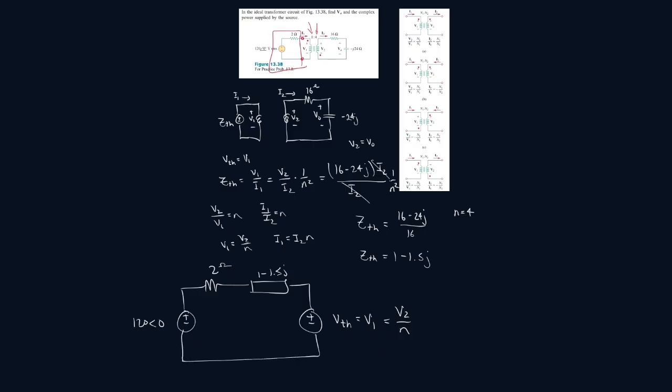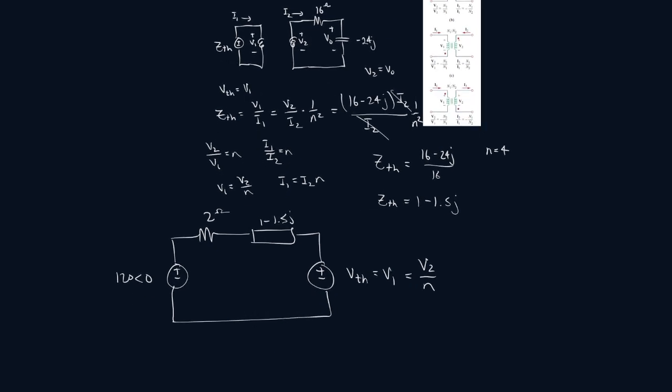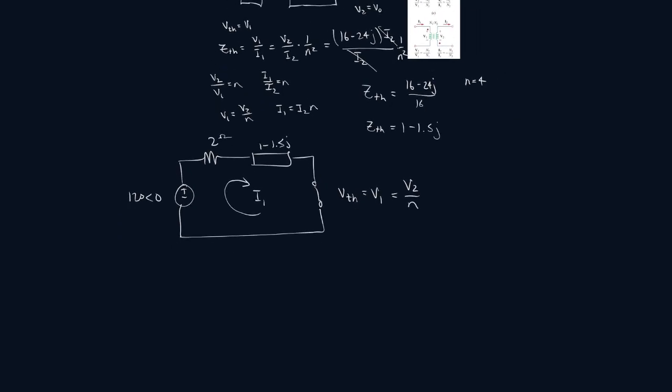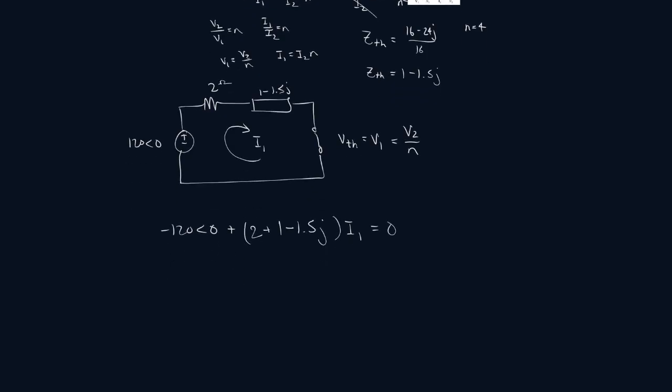Okay. Now to find VO, we need to find I1. So to find I1, we pretty much first have to just ignore this voltage source and do a mesh. So it's minus 120 phasor 0 plus 2 plus 1 minus 1.5J times I1 is equal to 0. So 120 phasor 0 is equal to 2 plus 1 minus 1.5J, so it's 3 minus 1.5J.